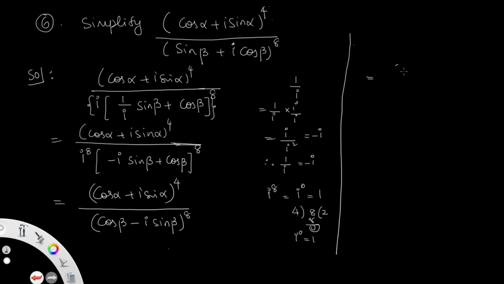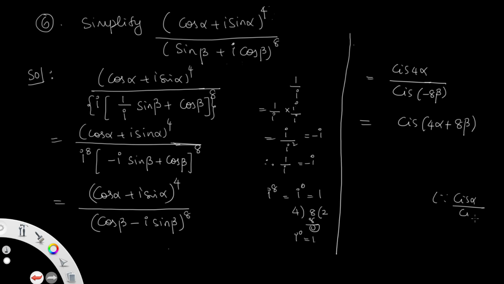So this is equal to cis 4 alpha divided by cis of minus 8 beta. Now it is in the form cis alpha by cis beta. Then we can write cis 4 alpha minus, that is cis of 4 alpha plus 8 beta. Why? Because cis alpha by cis beta is nothing but cis of alpha minus beta. This is the formula. So for this term, cis 4 alpha by cis minus 8 beta is nothing but cis of 4 alpha minus of minus 8 beta, that is cis of 4 alpha plus 8 beta. This is the rough work.